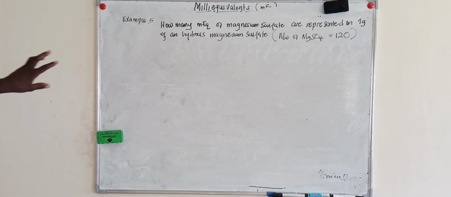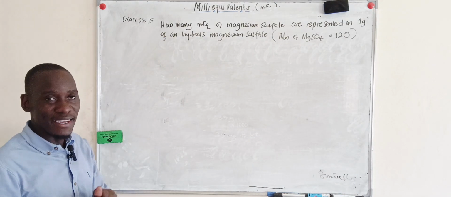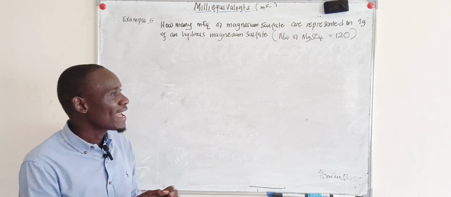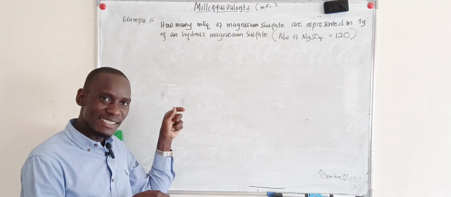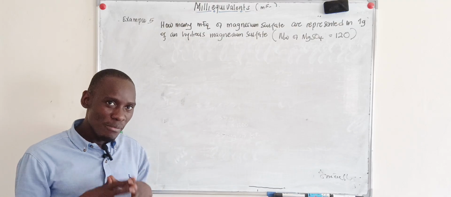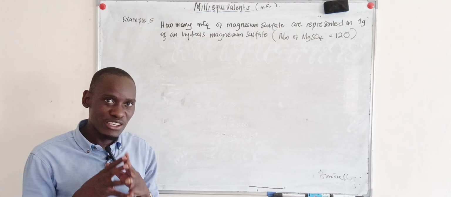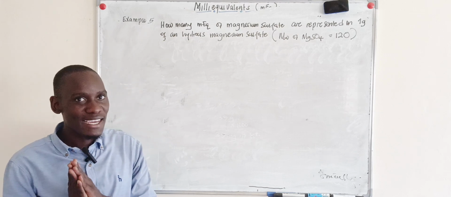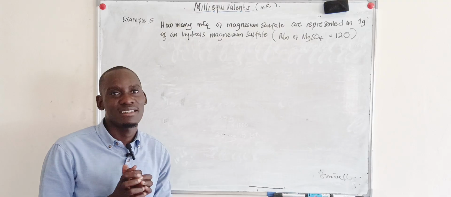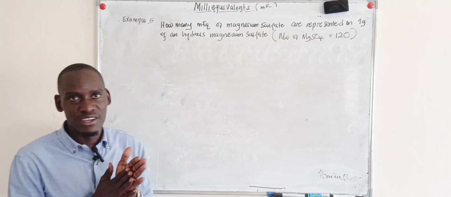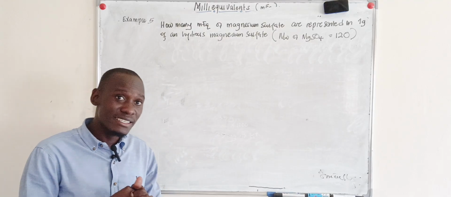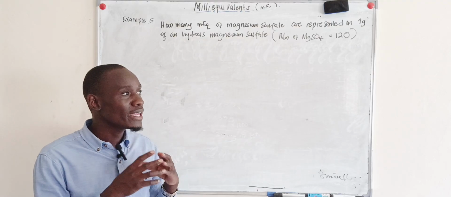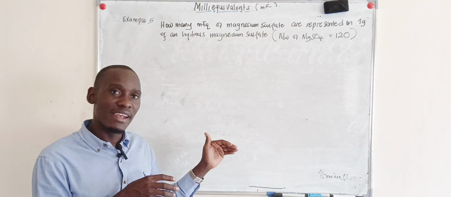Example 5 is our assignment. I want you to pick up your calculator and a pen and calculate out this number now and comment with your answer in the comment section. I'll be happy to tell you whether you got it right or wrong, and we shall do the correction in our next lecture. Don't miss, in our next lecture we shall be looking at how we can use milliequivalents to make solutions isotonic.